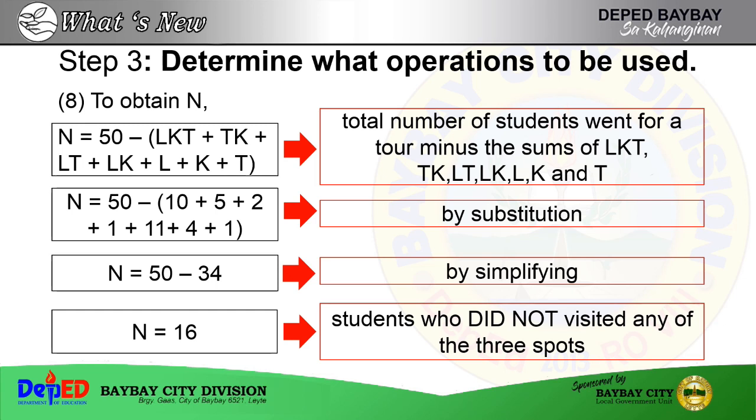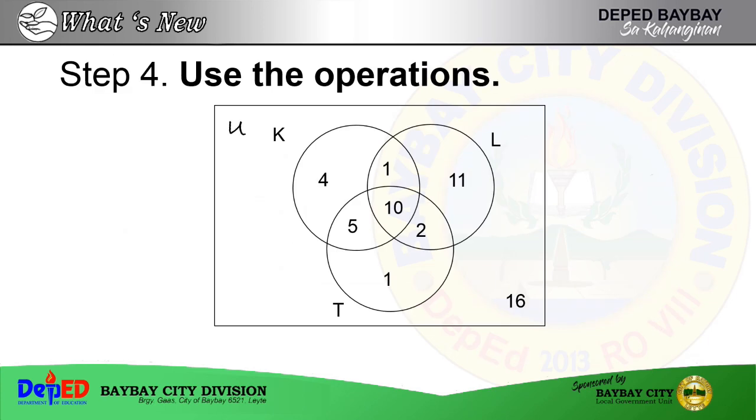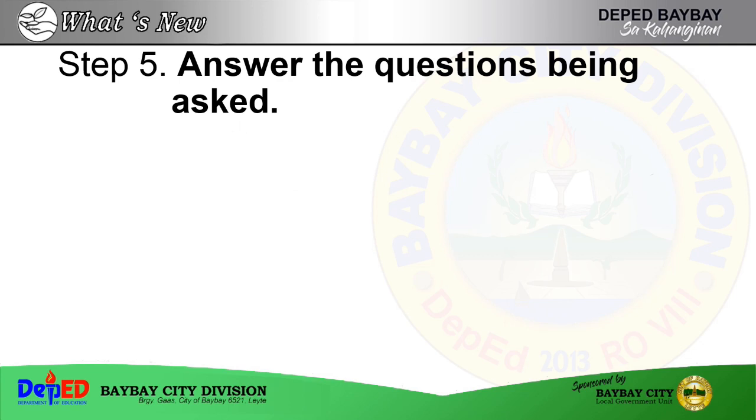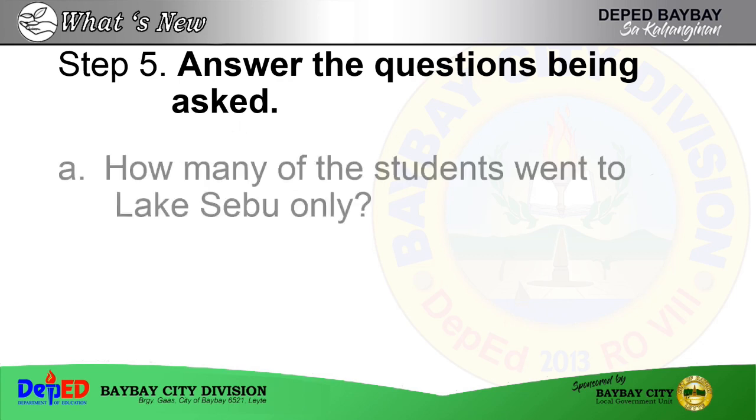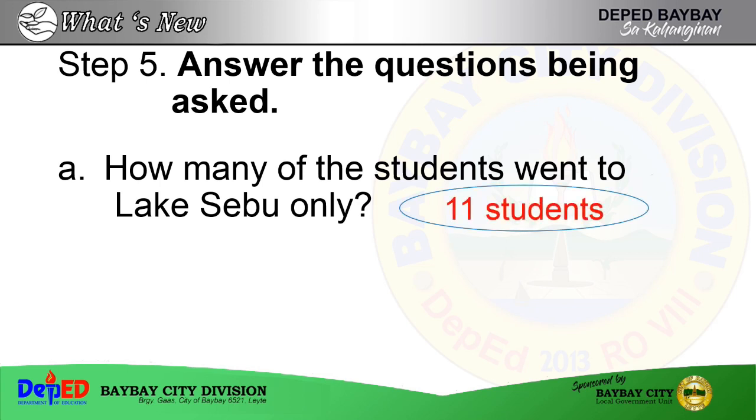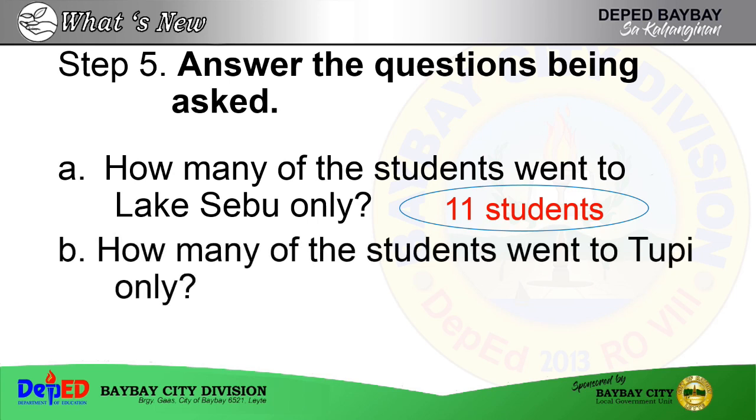Step 4. Use the operations. Step 5. Answer the questions being asked. A. How many students went to Lake Cebu only? There are 11 students who went to Lake Cebu only. B. How many of the students went to Tupi only? There is 1 student who went to Tupi only.